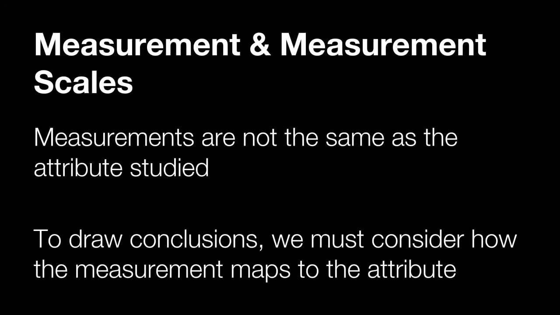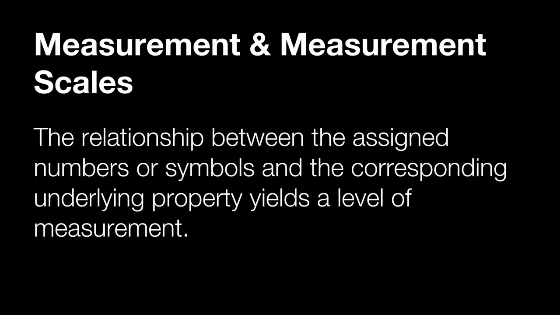Measurements are not the same as the attribute or characteristic studied. If we wish to draw conclusions about an attribute or characteristic, we must first consider how the measurements correspond or map to the attribute or characteristic that we are studying. The relationship between assigned numbers or symbols and the corresponding underlying property, characteristic, or attribute yields a certain level of measurement. This is often referred to as a measurement scale.